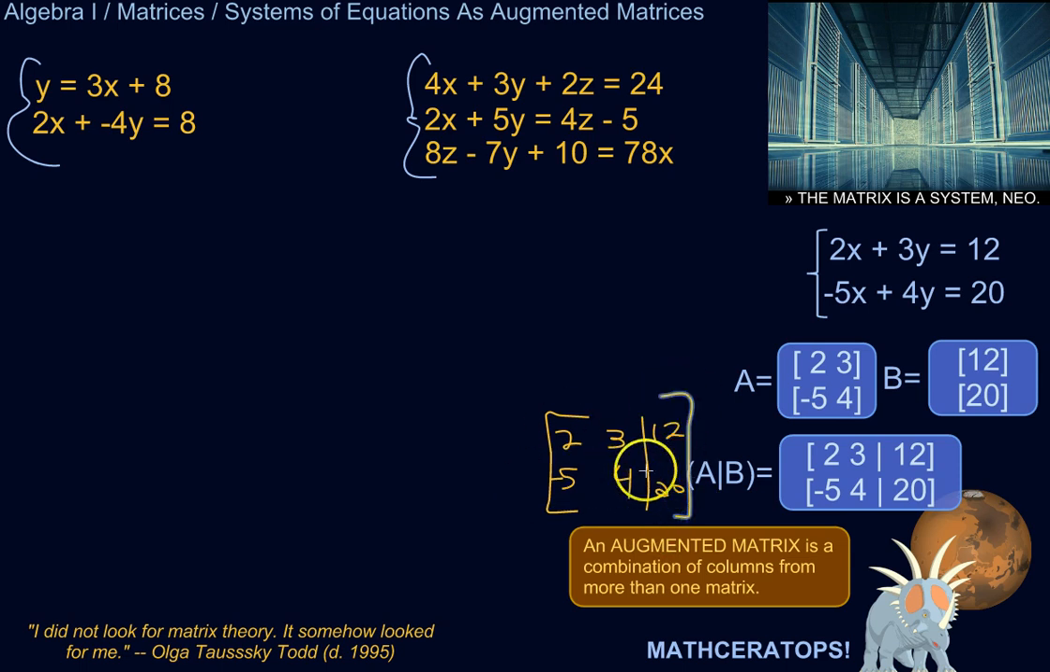So that's an augmented matrix. A augmented by B is equal to this. Okay? So I've taken this system of linear equations, written as equations, and I've rewritten them in the form of a matrix. So these things mean the same thing. They just look different, and you can do different cool things with them.